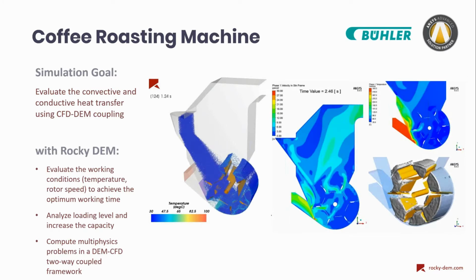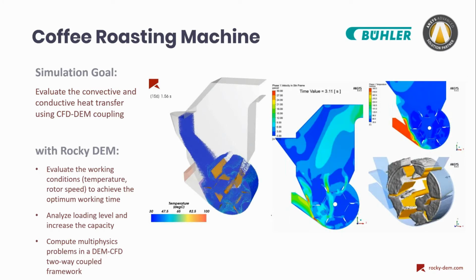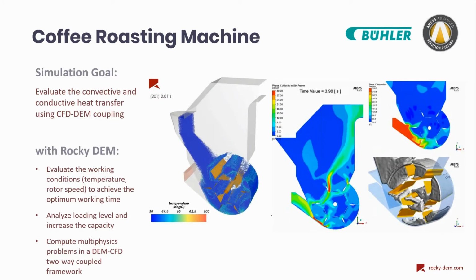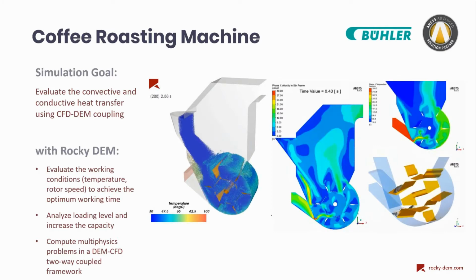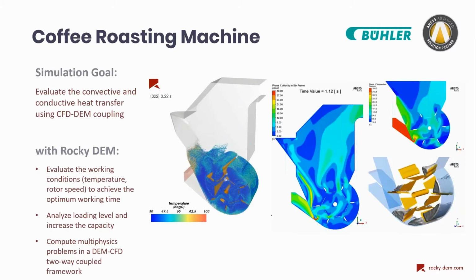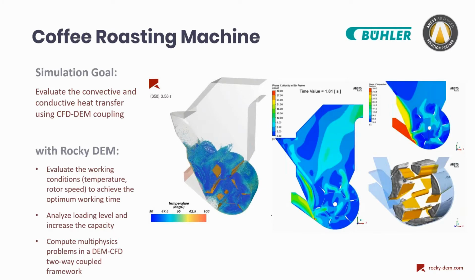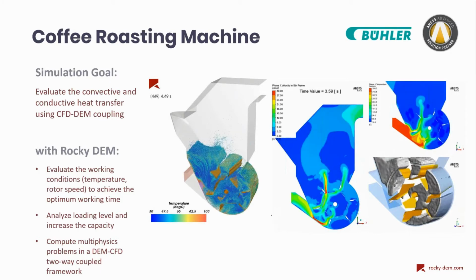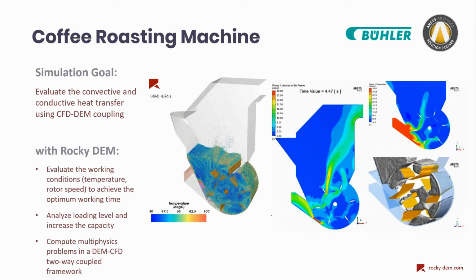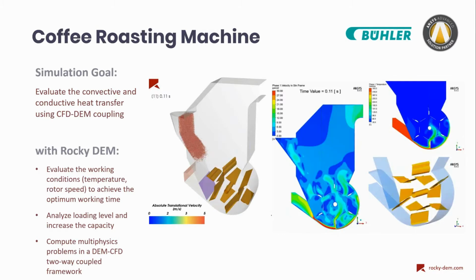On the left video, we can see the particle movement coming from the DEM simulation, and on the right side, we can see velocity and temperature profiles gathered from a CFD calculation. And the coupling between these two enables us to do the multi-physics simulation all together in Rocky.